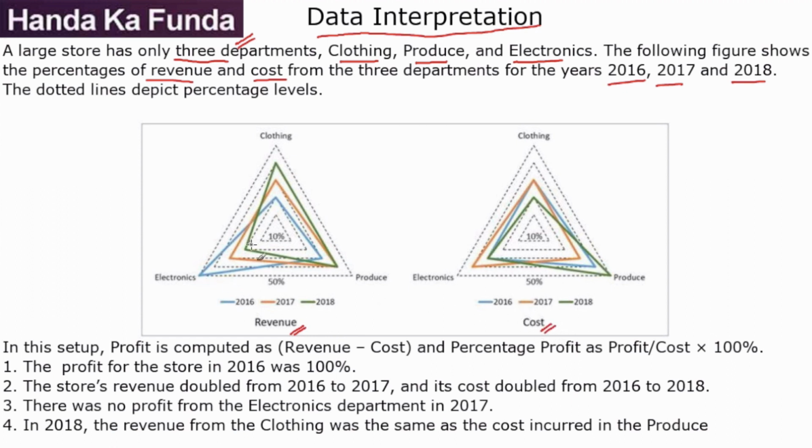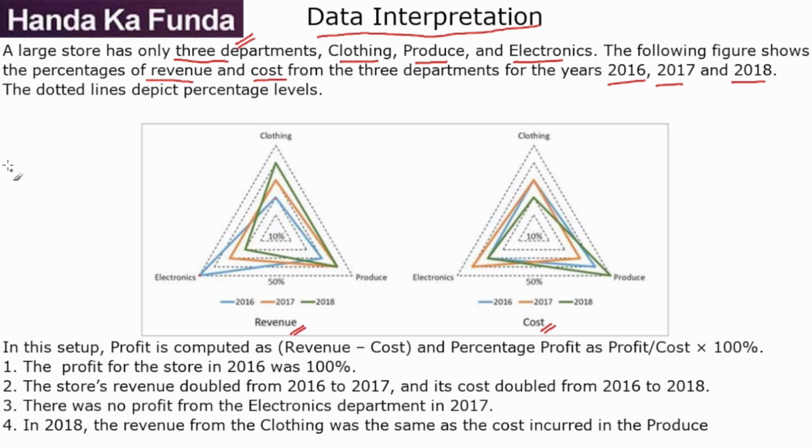Say, for example, if you look at the blue line, it is representative of 2016. And in 2016, electronics is at the outermost part, which is 50%. Then this is 10 and 20. So clothing is 20%. And the third one is at 30%, which is the produce.